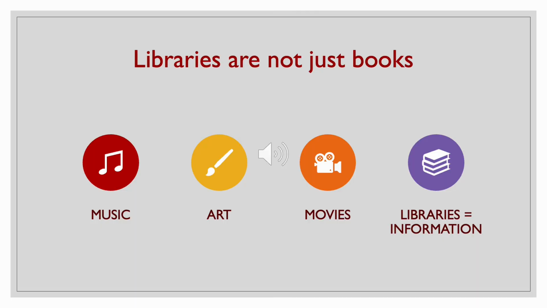Even though I outlined how books have changed over time, libraries are more than just books. They often house music, art, movies, and more. Libraries are places of information, and information can take many forms.